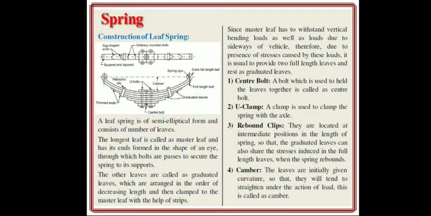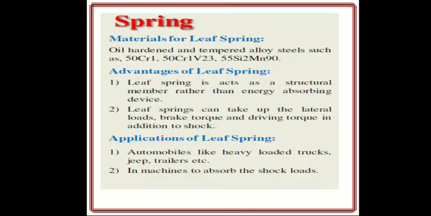Then the fourth one, the camber. The leaves are initially given curvature so that they will tend to straighten under the action of load, and this is called camber. So this is about the leaf spring. Now what are the materials used for the leaf spring? Oil hardened and tempered alloy steels such as 50Cr1, 50Cr1V23, 55Si2Mn90. These are the various materials basically used for the manufacturing of the leaf spring.